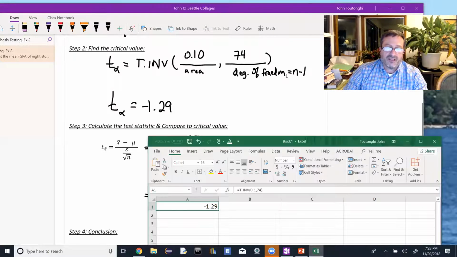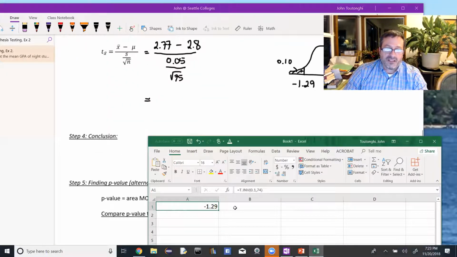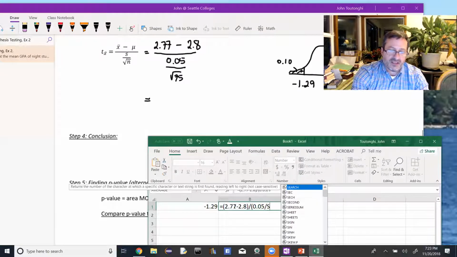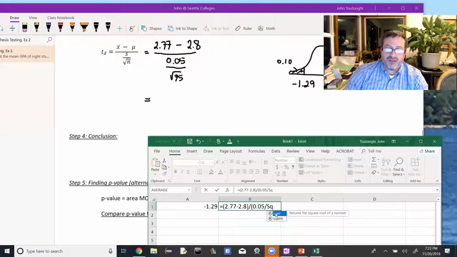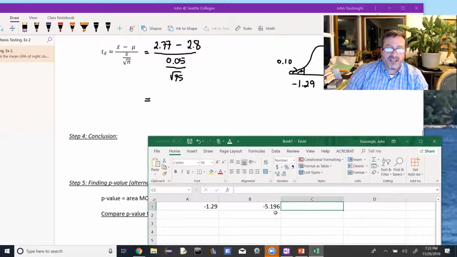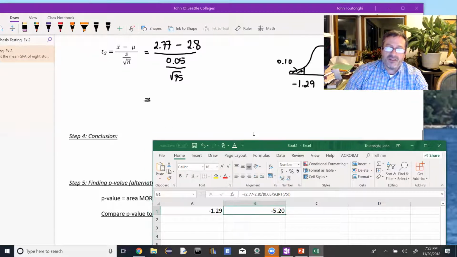Let's jump over to Excel. How do I plug this into Excel? So as long as I put a parenthesis around the top, 2.77 minus 2.8, parenthesis, and then divided by, and a parenthesis around the bottom, 0.05 divided by SQRT of 75. Tab out of there, it's -5.12 if you round it to 2 decimal places. We do want to round it because we need to enter those into the homework. So it said to round it.